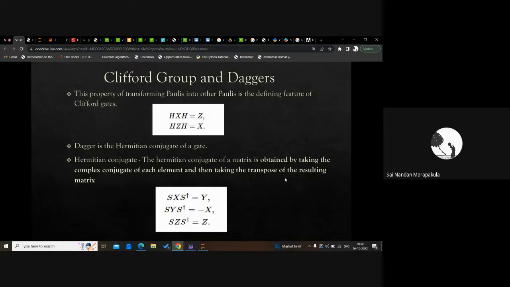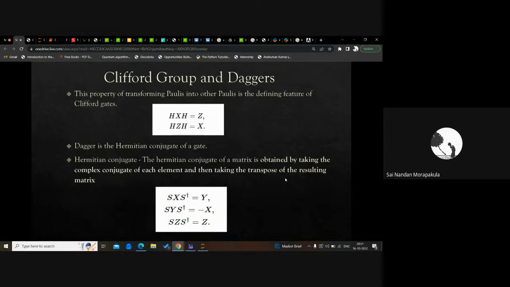So what is a Hermitian conjugate? We first calculate the complex conjugate of each element. For example, if it is a 2 by 2 square matrix, then you calculate the complex conjugate of each element, that is 1 1, 1 2, 2 1 and 2 2, and then you calculate the transpose of this whole complex conjugate matrix. Then you will end up with the Hermitian conjugate.